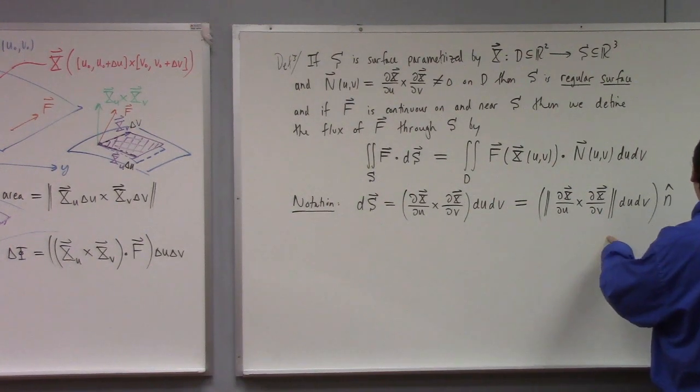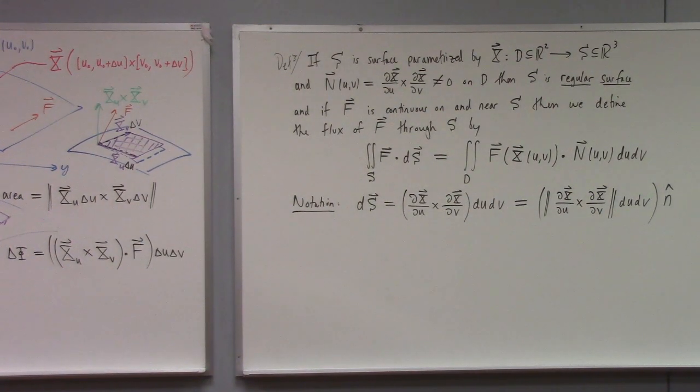Let's see here. N hat is the normalized vector. So what that is, you take partial x, partial u, cross partial x, partial v, and we divide by the length of the vector.